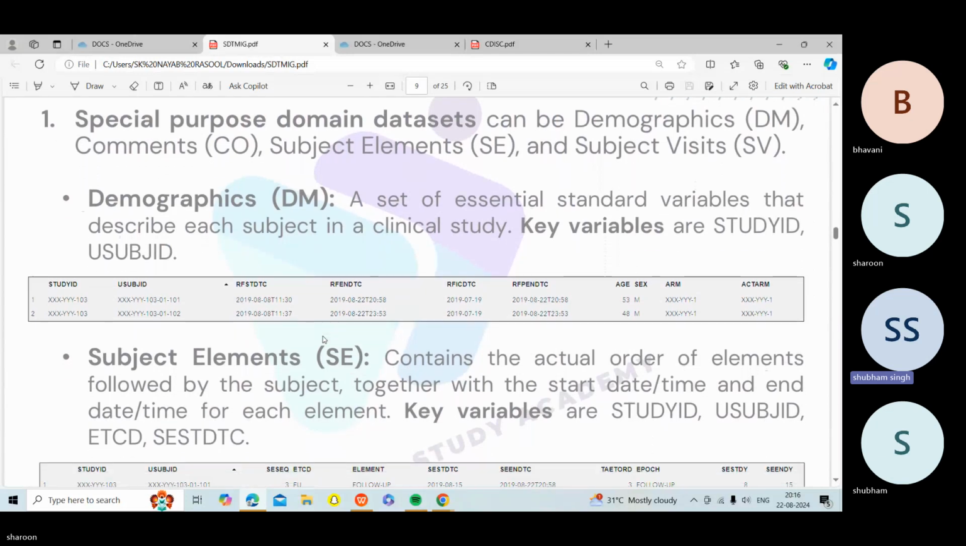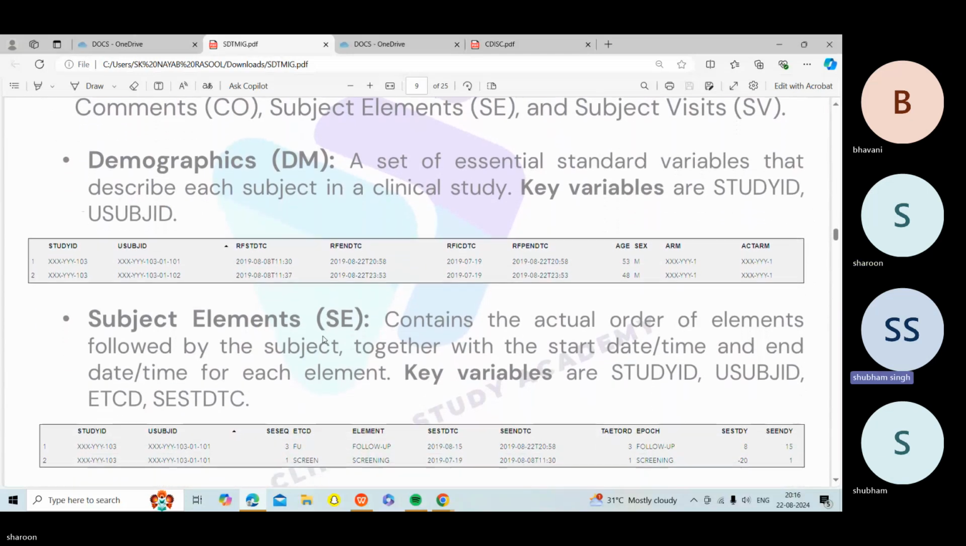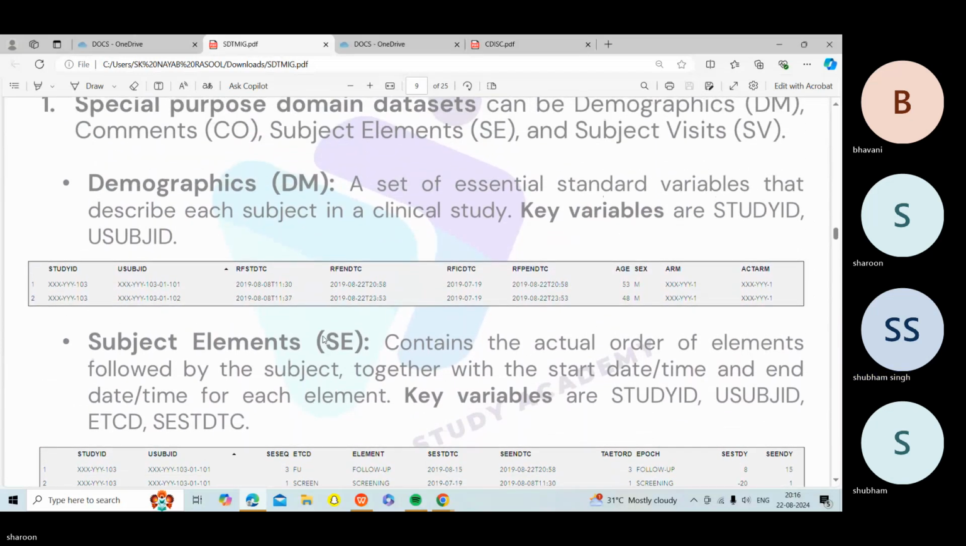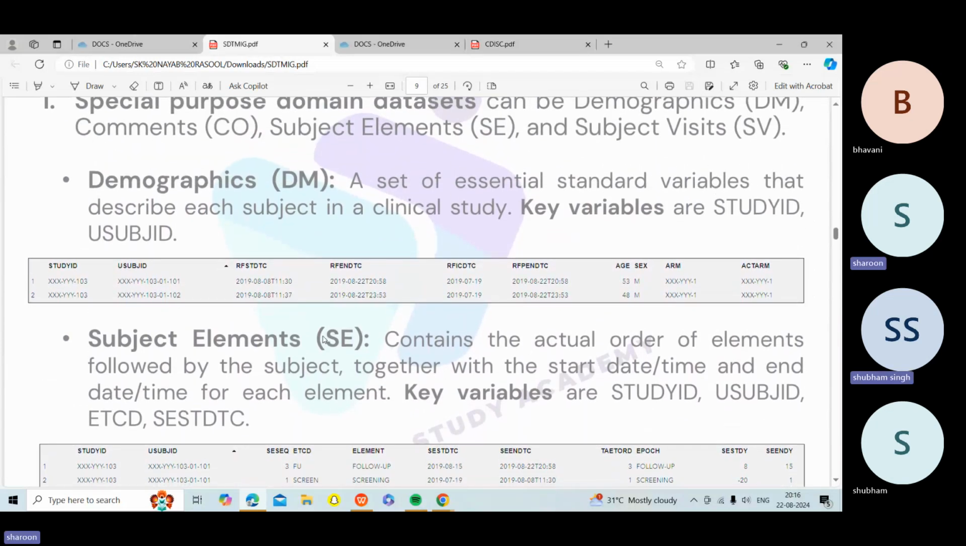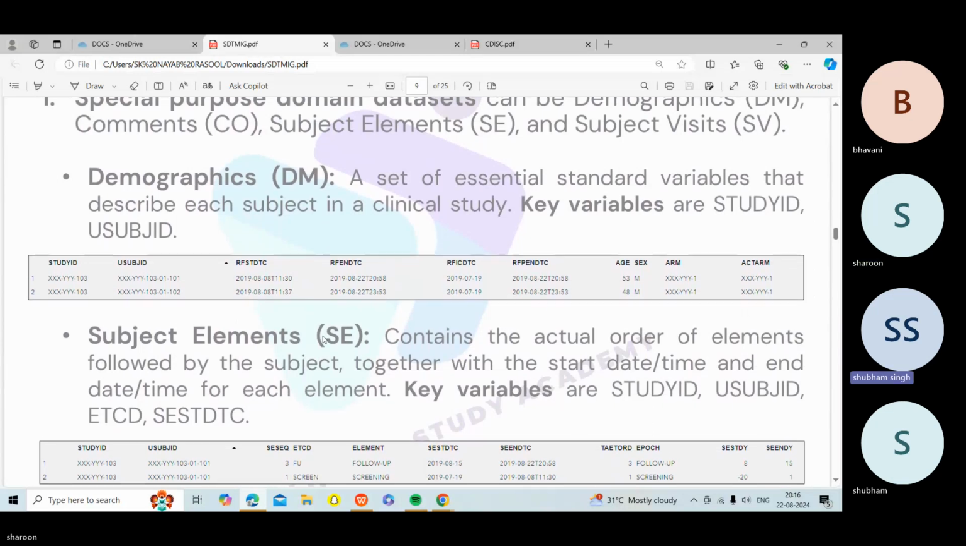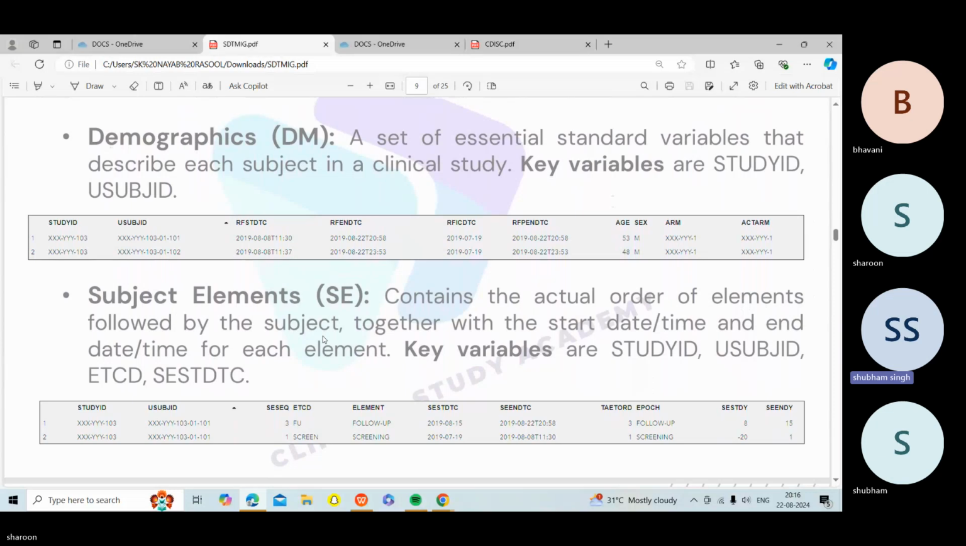That is predefined. Same way you can see demographics, DM, it contains subject ID, start date or end date, age, sex values. Then the second dataset, subject elements, it contains data like, a few pieces of information will be common in each of the datasets: study ID and subject ID, because these are identifier variables. This is how you can identify, right? Whose data is this? Which subject's data is this?